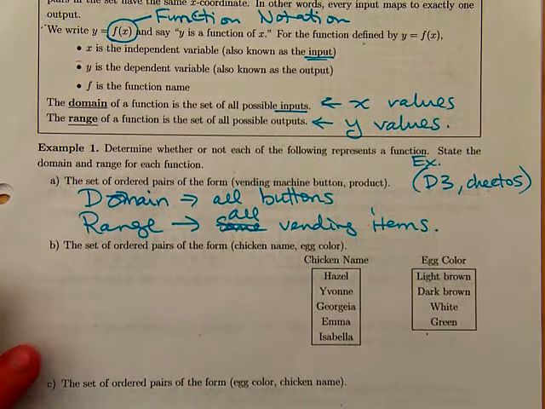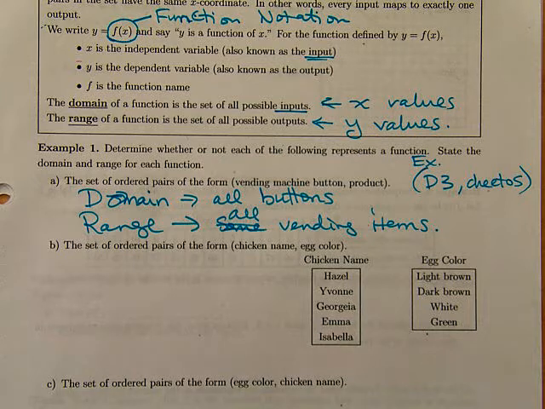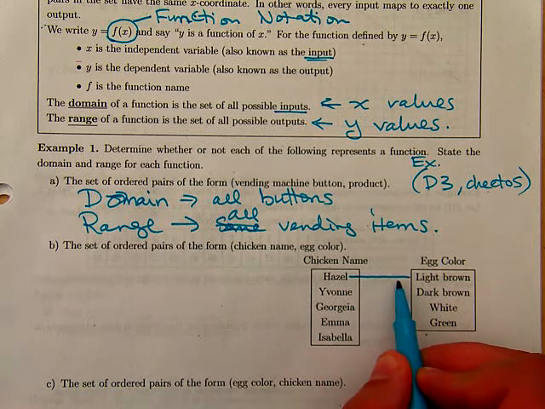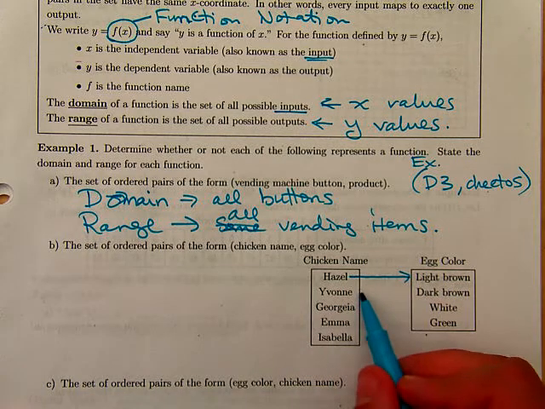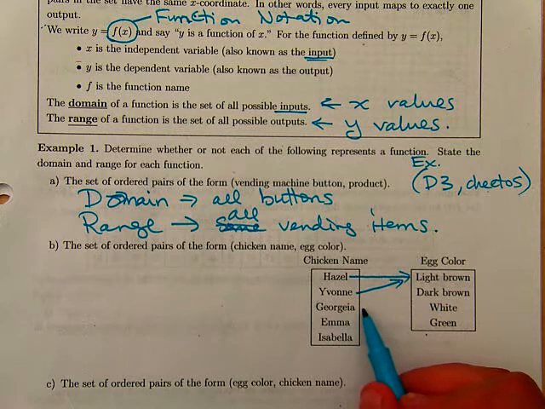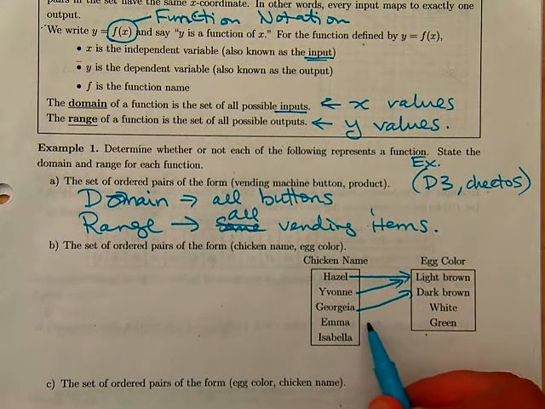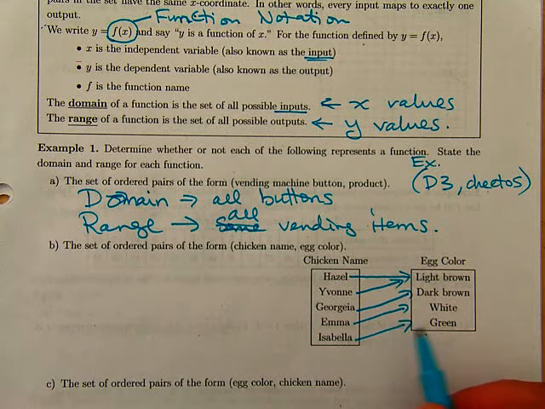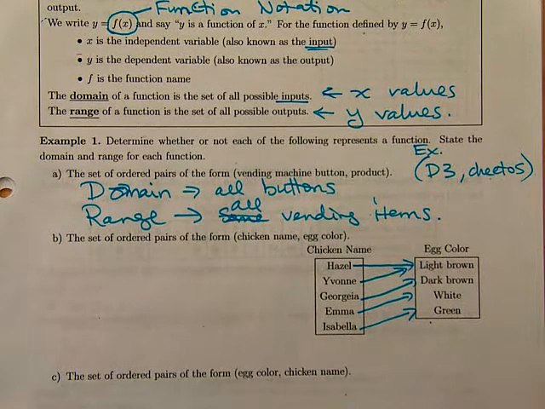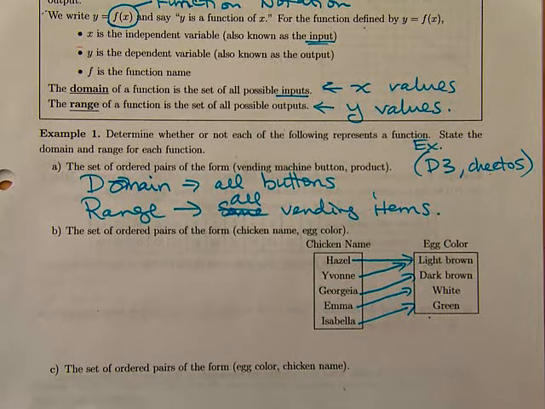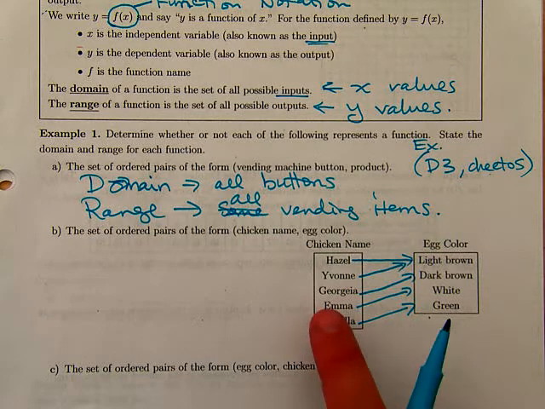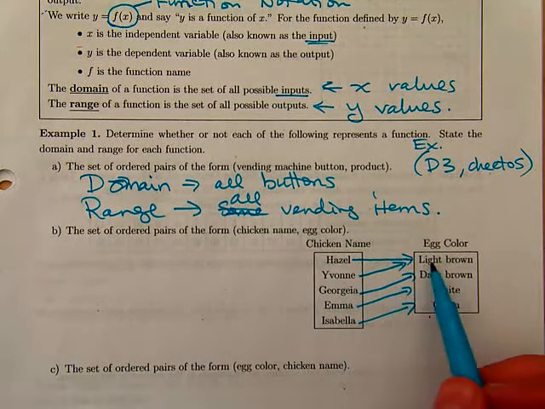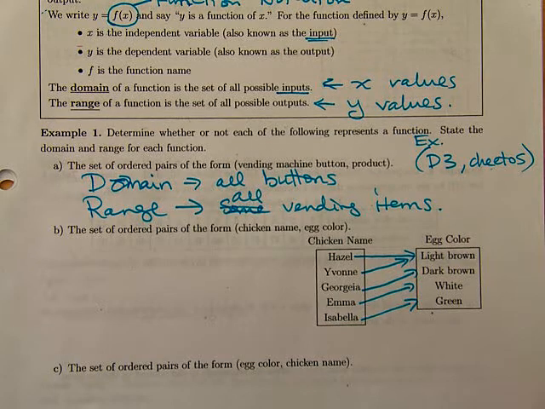Okay, the set of ordered pairs in this form. Now, you don't know these chickens, right? But imagine that you had a flock of chickens. You have 5 chickens. Each chicken lays a different color egg. Hazel produces light brown eggs. Yvonne also produces light brown eggs. Georgia, dark brown, Emma, white eggs, and Isabella produces green eggs. I'm making it up. Now, a chicken only produces one color of egg. So is this a function? Just because Yvonne and Hazel both produce light brown eggs, you still know it's one kind of color for every chicken. So would that be a function?